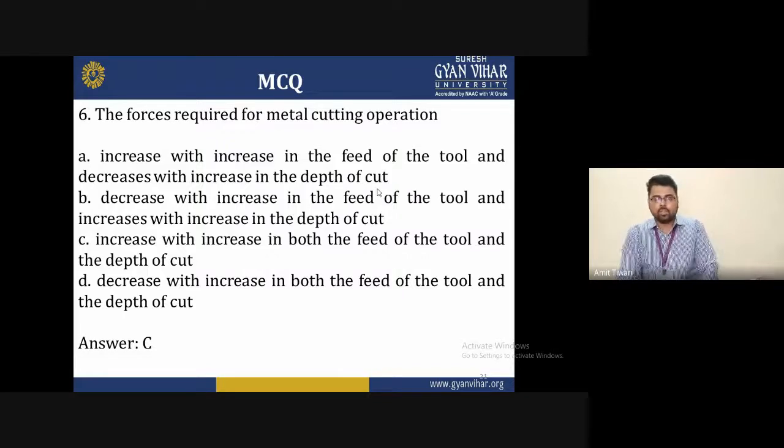Generally, we require increasing the feed rate, and if we increase the feed rate, then we increase the depth of cut also. But if we decrease the feed rate and increase the depth of cut, which is not required for the machining, the required operation for metal cutting operation. So keep in mind while machining or doing metal cutting.